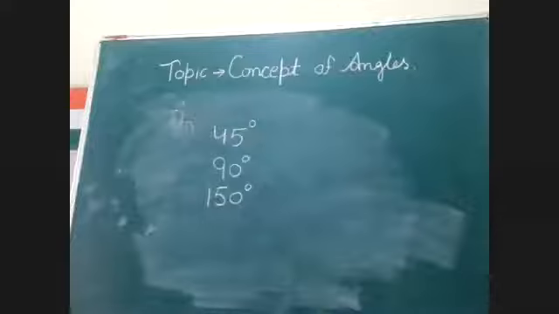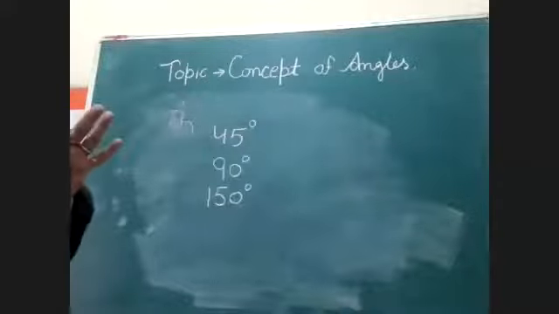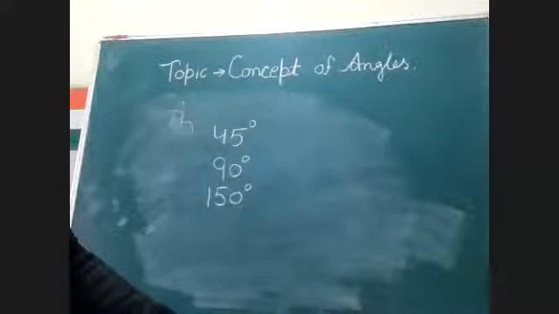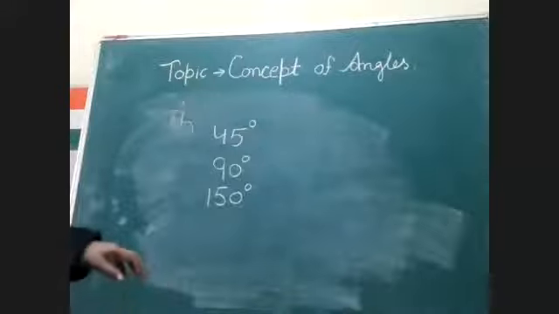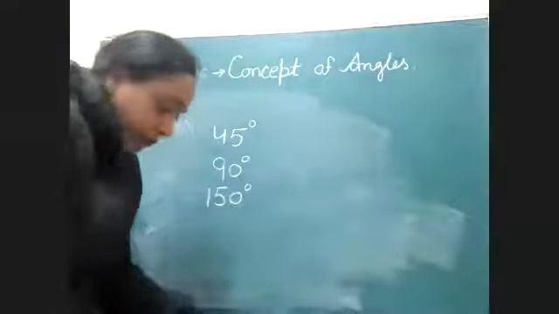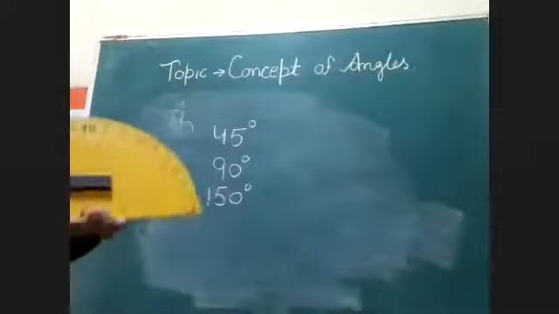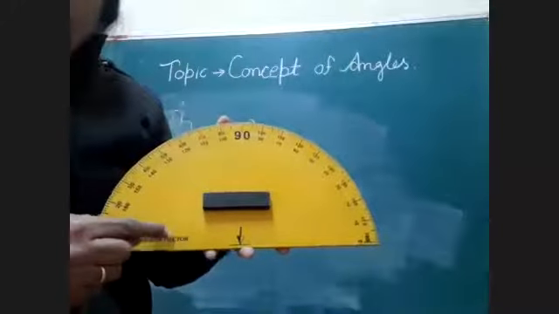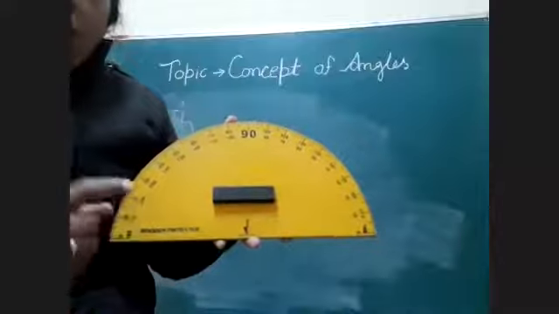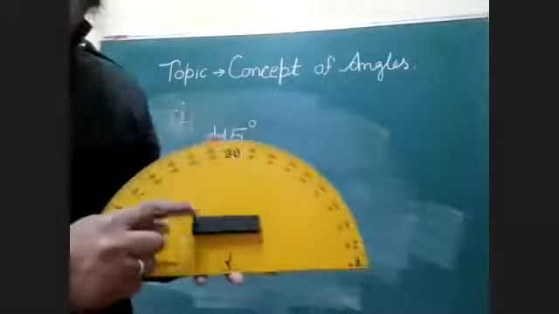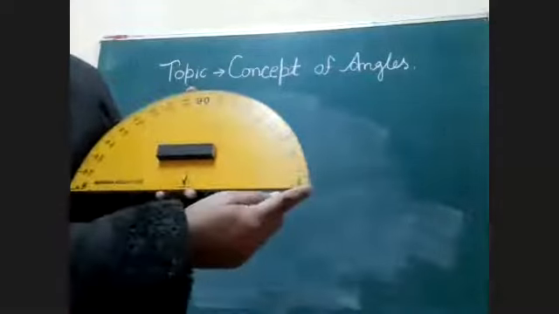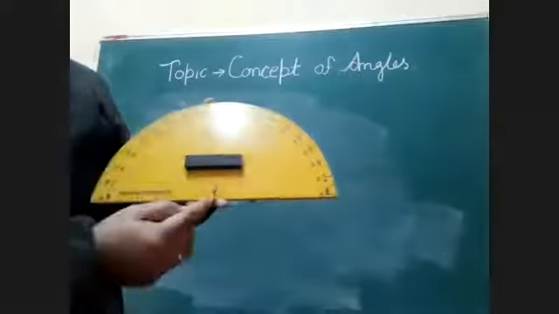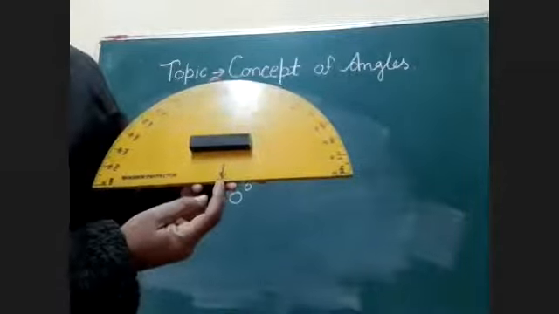The next point is that angles are measured with the help of a protractor. The instrument which we use to measure an angle is the protractor. In your geometry box, you have this. So this is a protractor. With the help of a protractor, you can measure angles. Now, how can we use this protractor to measure angles? Students, you can see this is the shape of a semicircle, and this is the center of the protractor.